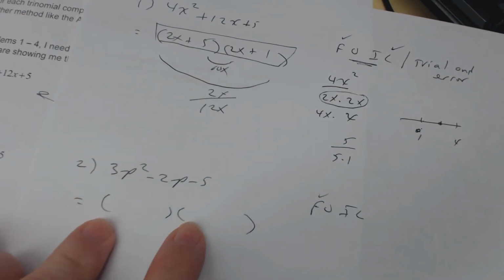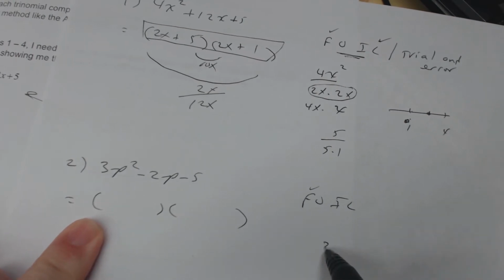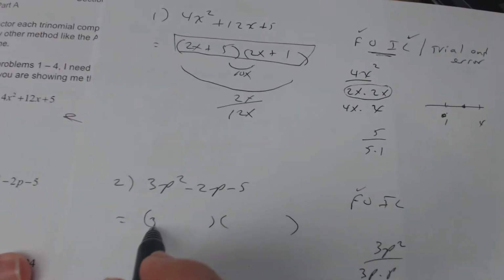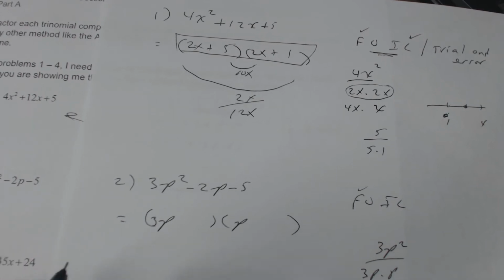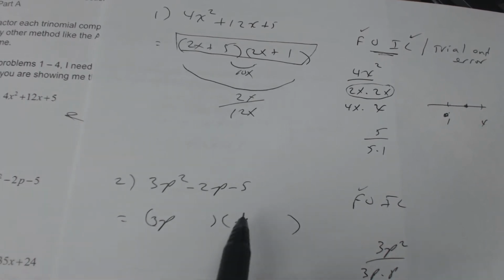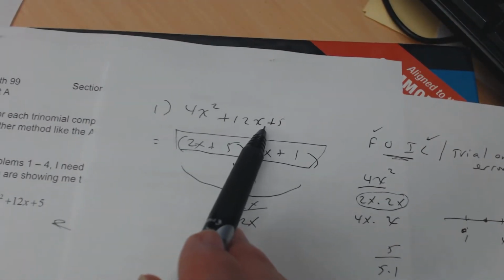Okay? All right, now, always go to the F first in terms of FOIL. First times first has to be 3p squared. There's only one possibility for 3p squared. It's 3p times p. That's all you get. So let's put the 3p here and the p there. And it doesn't matter. You could have put the p here, the 3p there. It did not matter.